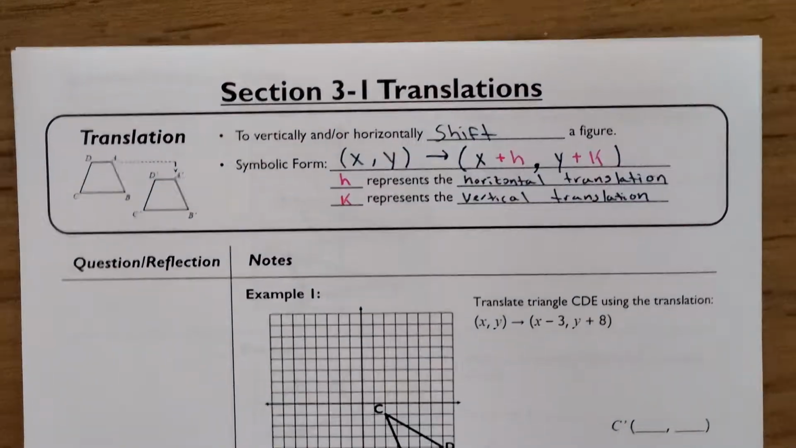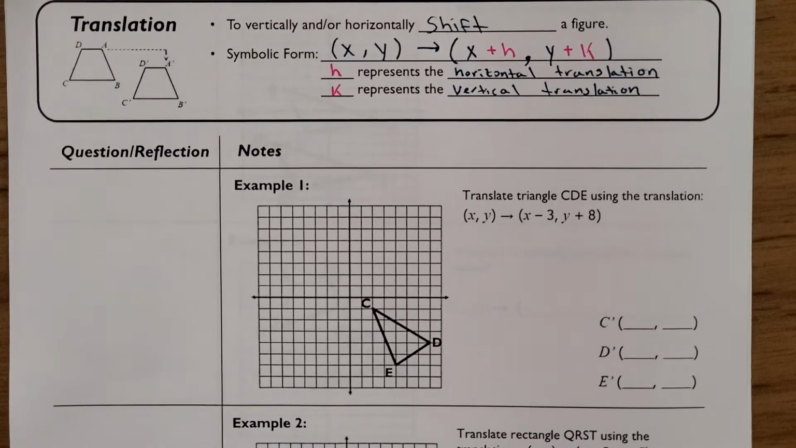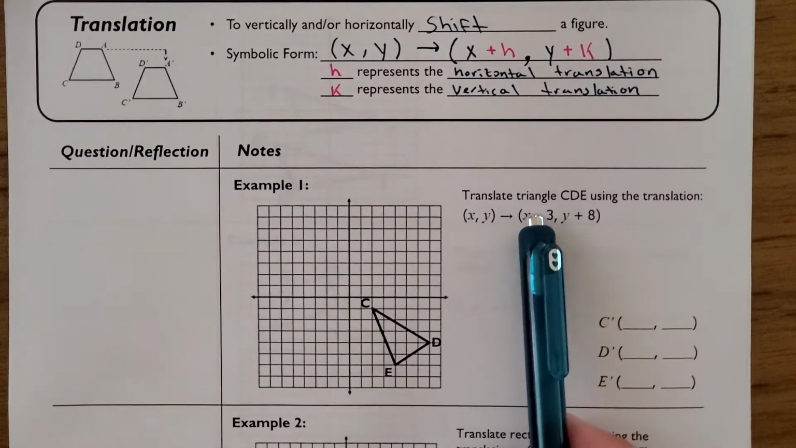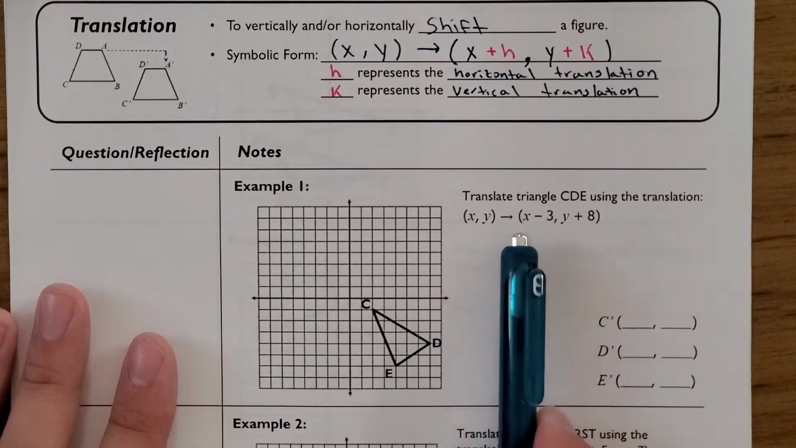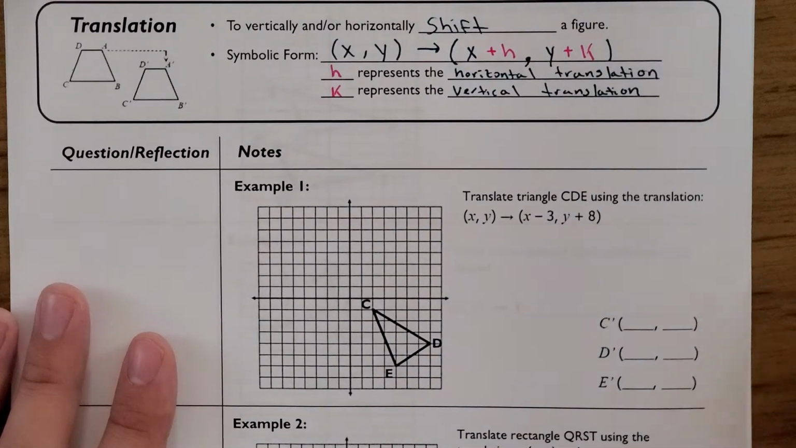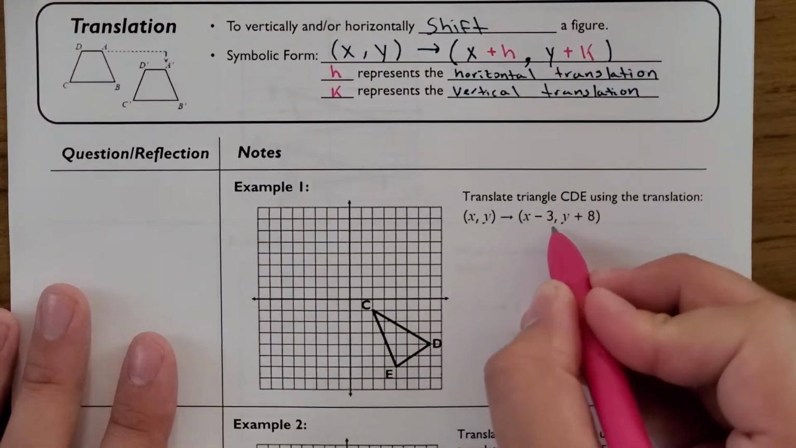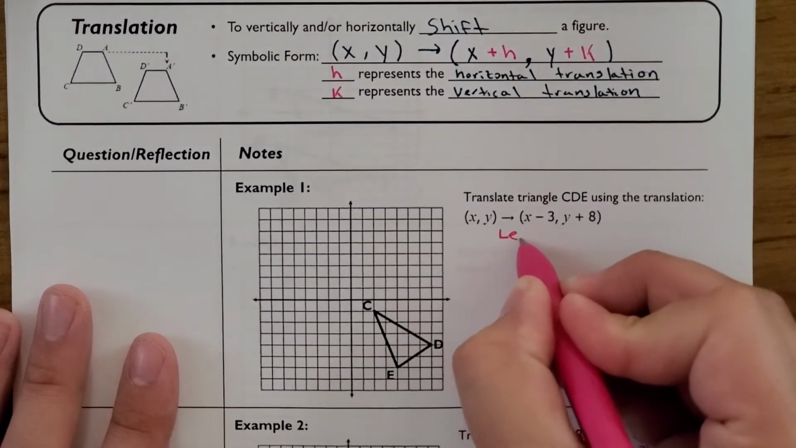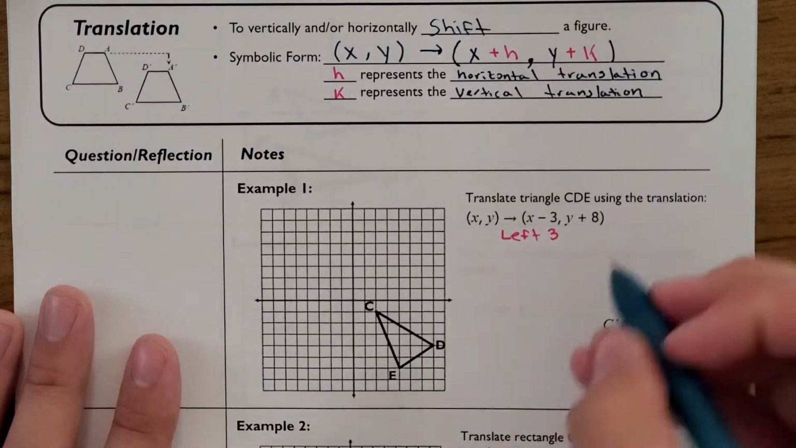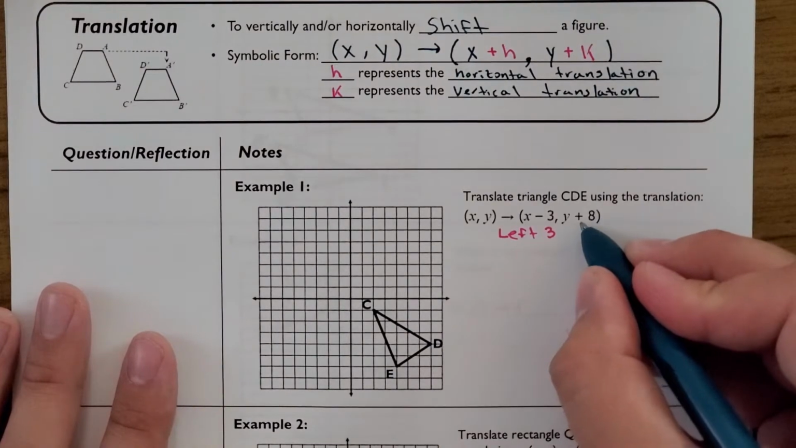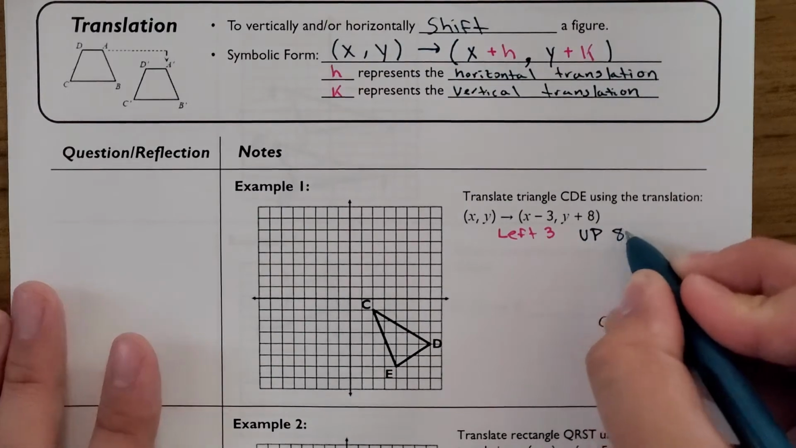So with that, let's take a look at this first problem. Understanding these formulas is going to be super helpful here because you can see this one asks us to translate triangle CDE using the translation x, y changes to x minus 3, y plus 8. So specifically what this is telling me is that on the horizontal, which is left and right, we're moving 3 units. Because it's negative, we know it's going to be left 3 units. And over here, y is doing the vertical. And because it's positive, we know that it's going in a positive direction. Well, vertically is up and down. Positive means up, so we're going to go up 8.